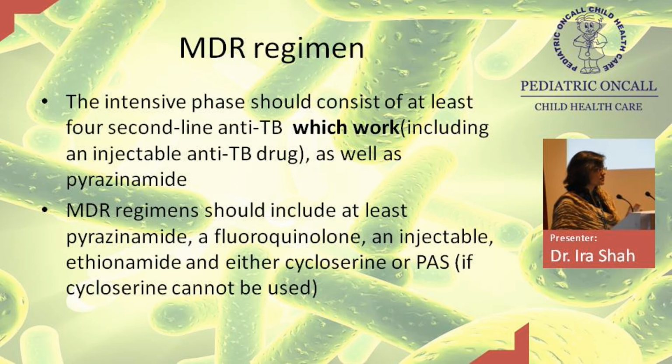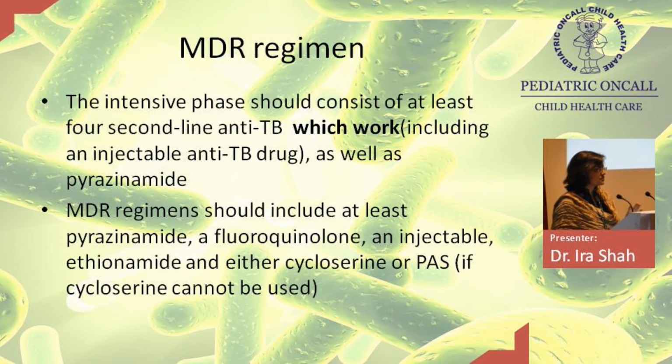Intensive phase should contain at least 4 second-line drugs, which includes an injectable as well as pyrazinamide. You should not consider pyrazinamide as working if your DST is showing it negative. It can be a part of the regimen, but don't consider it as a susceptible drug. And they should either contain ethionamide with cycloserine or PAS with cycloserine. Don't combine ethionamide and PAS together because the chance of hypothyroidism is much higher. So usually you have pyrazinamide, you have a fluoroquinolone, you have an injectable, and among your group 4 agents, ethionamide with cycloserine or PAS with cycloserine.